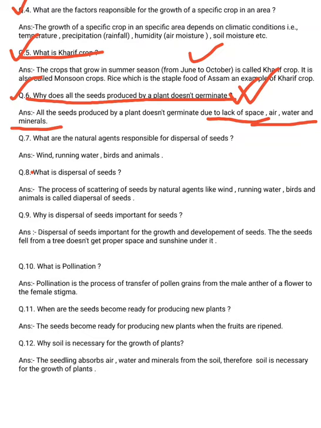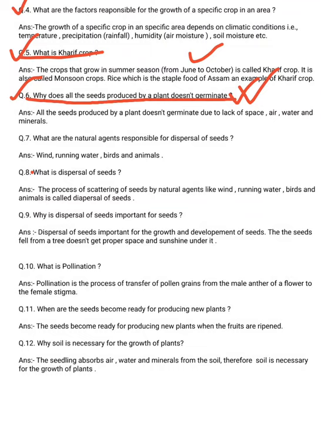What are the things necessary? Proper space, air, water, minerals. Okay, so the answer is: all the seeds produced by a plant do not germinate due to lack of space, air, water and minerals.